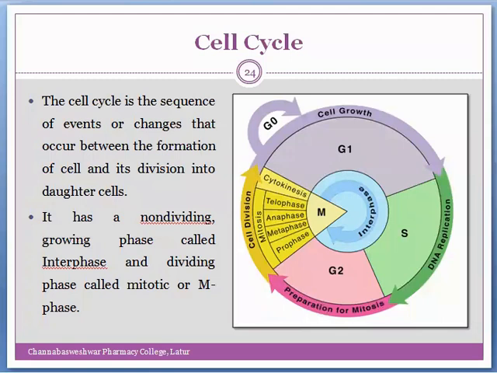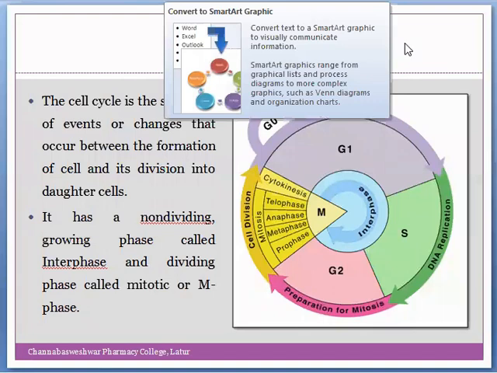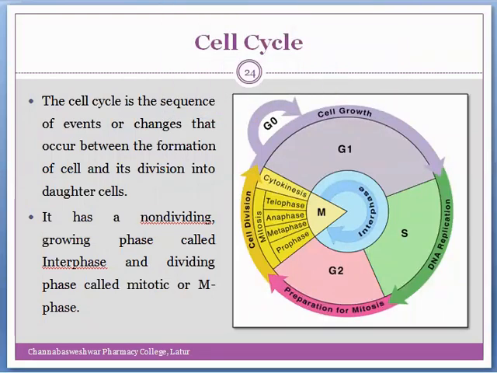Then the cell cycle has a non-dividing growing phase, which is called interphase, and a dividing phase, which is called mitotic phase or M phase. Means the cell cycle mainly has two phases. The first phase is the non-dividing or growing phase, and the second is the dividing phase, called mitotic phase or M phase.